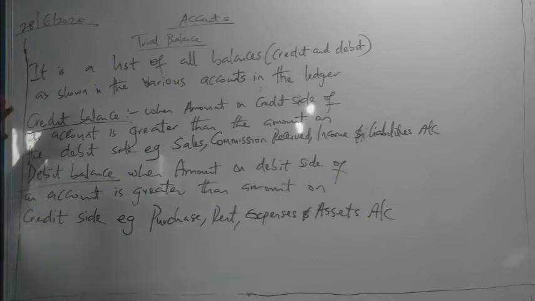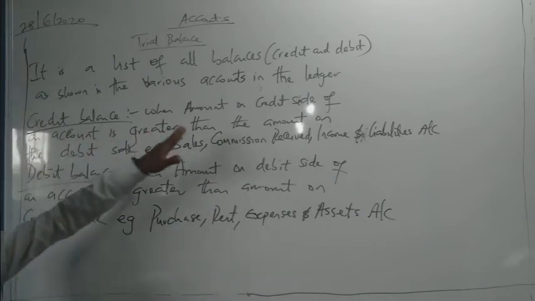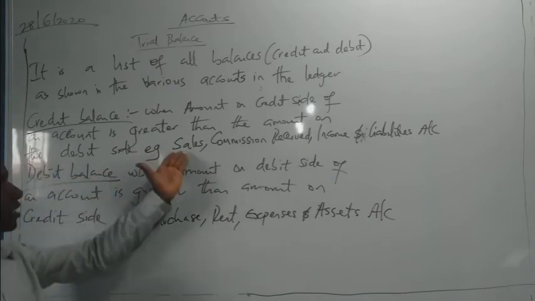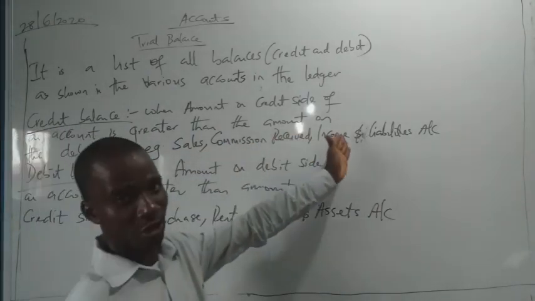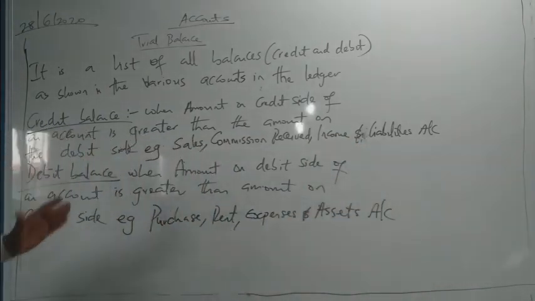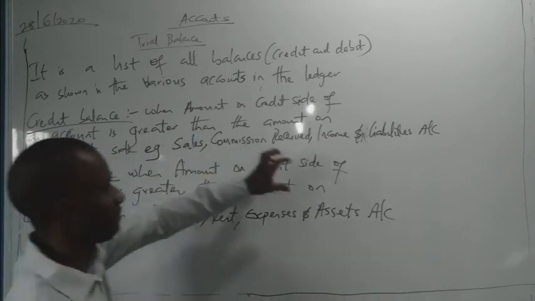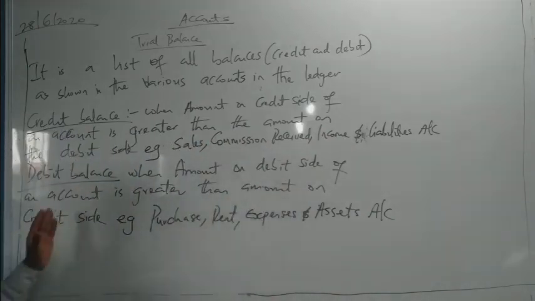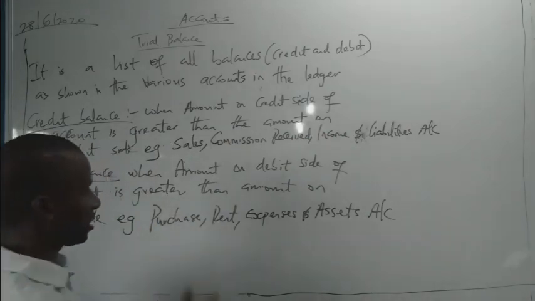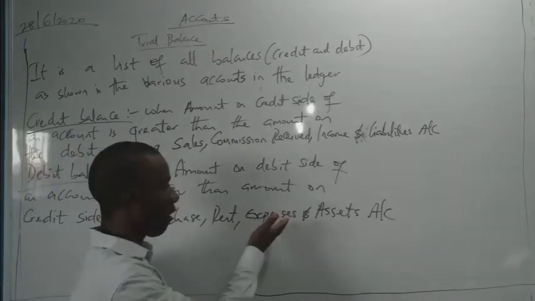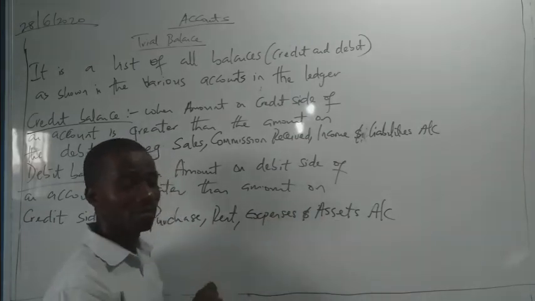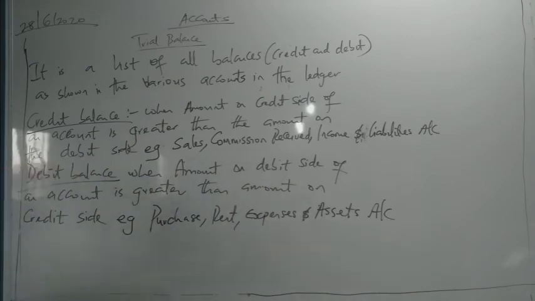So please take note: credit balance, amount on the credit side greater than amount on the debit side. Examples: sales, commission receipt, in short, all income and liabilities accounts. Then debit balance means the amount on the debit side is greater than the amount on the credit side. Examples: purchases, rent, and all expenses and assets accounts. Taking notes, very good. Now let's continue.